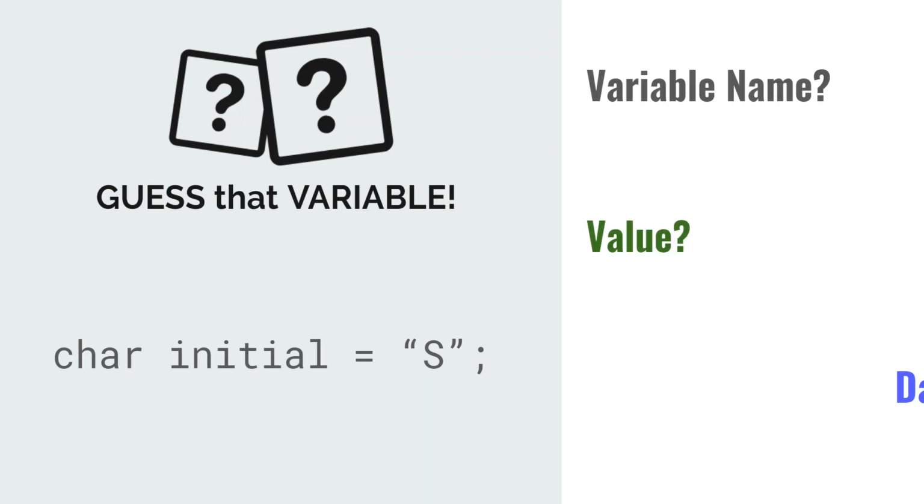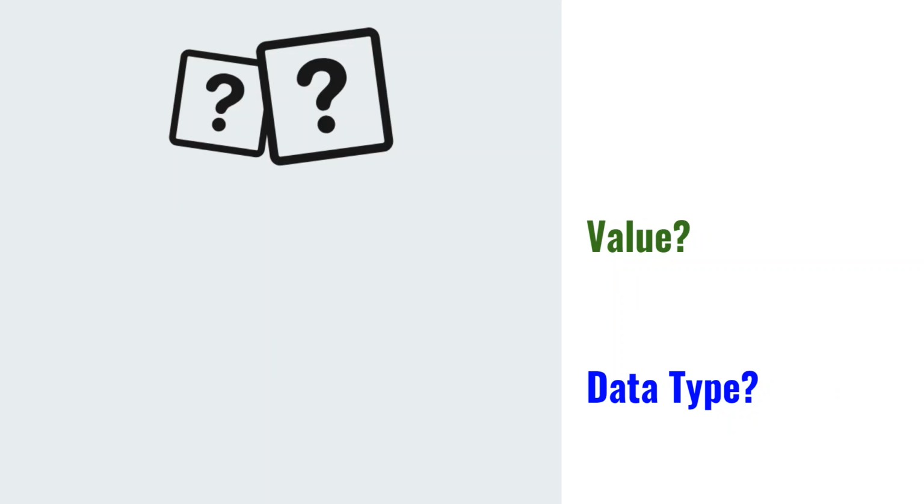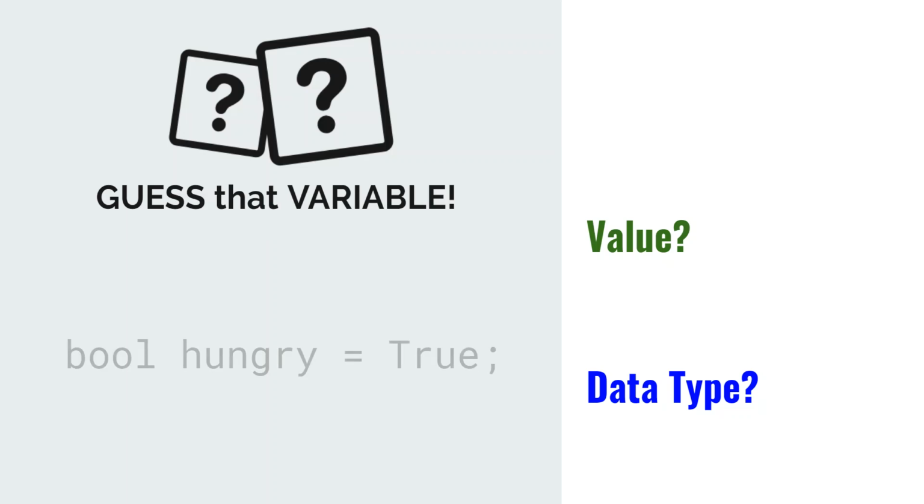Variable name, value, data type. Well, variable name is initial. Value is s. Data type, character. That's right. Let's try again. Oh, I messed it up, but whatever. Guess that variable. What do you think it is?